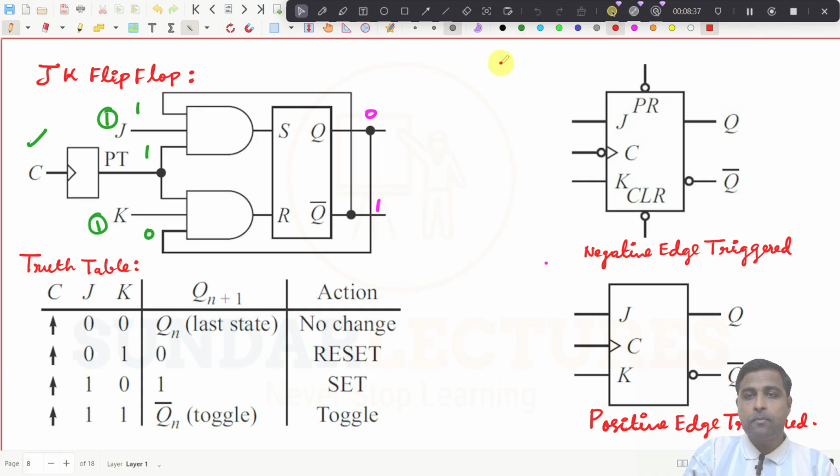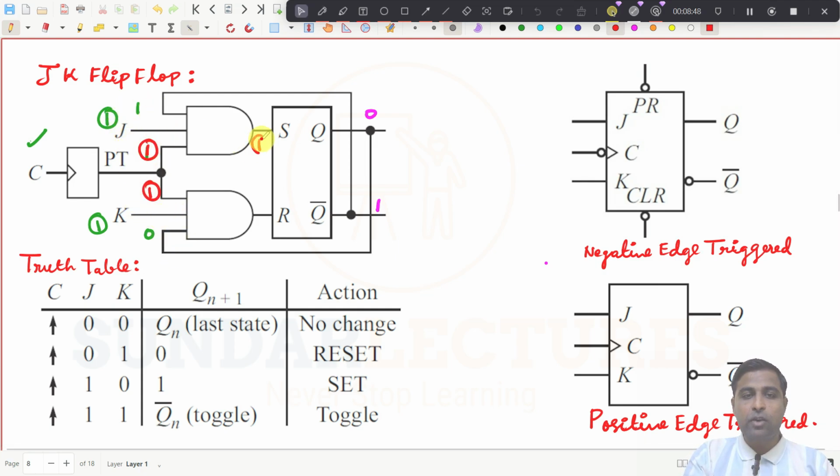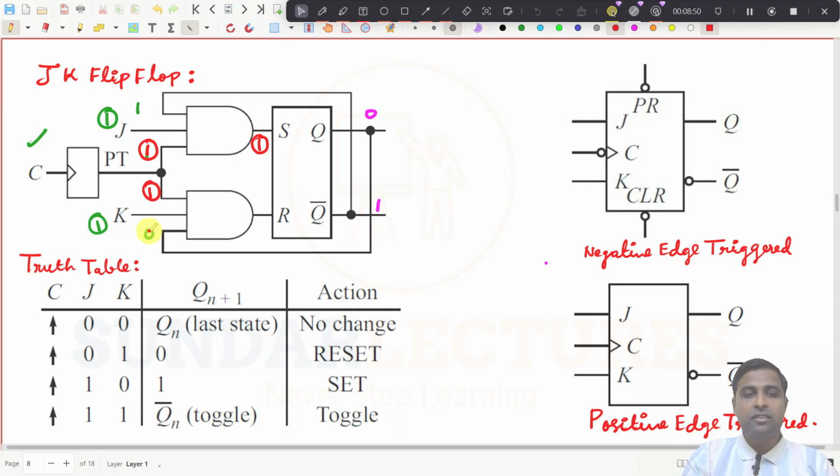So by default, I am going to make this clock pulse to be 1. So that is what I have written here. So this will be also 1. So now you see all 3 inputs are 1. So yes, we will get 1 here. And since this input is 0, this output of the AND gate becomes 0.